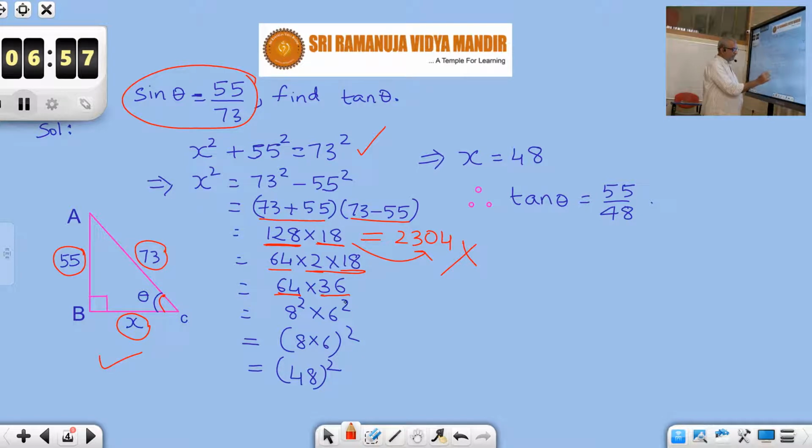64 is a perfect square, 36 is also a perfect square. So 8 square into 6 square. 8 into 6 whole square. 48 square. So x square is equal to 48 square means x is equal to 48. So x is equal to 48. If I put here in the diagram, then tan theta opposite side by adjacent side is 55 by 48.